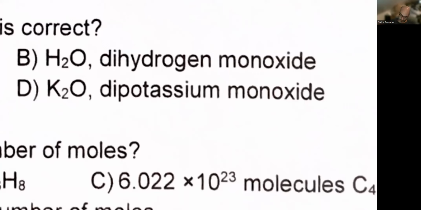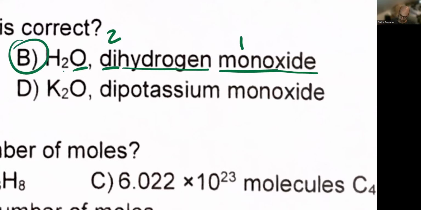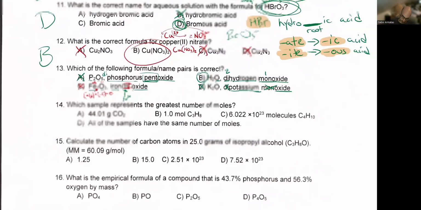Dihydrogen monoxide. Okay, so again, hydrogen oxide, that's correct. Because I do not have a metal out front, that means I need to use prefixes. So di means 2, good. Mono means 1, good. So it looks like B is correct. Let's check the last one. Potassium oxide, because I've got potassium and oxygen. I do not need prefixes because I have a metal. So I can eliminate that. The correct answer for this one is going to be B.